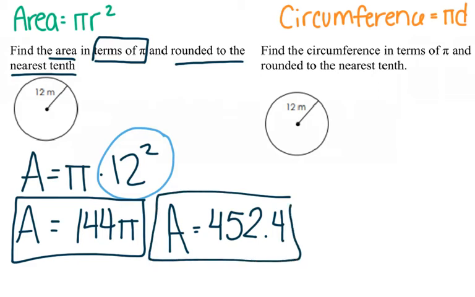Okay, so you just have to read the question carefully, because sometimes they're going to ask for in terms of pi, which is this one, and sometimes they're going to ask for a rounded one, which is this one. They're not usually going to ask for both. We're just doing both to make sure you understand it.